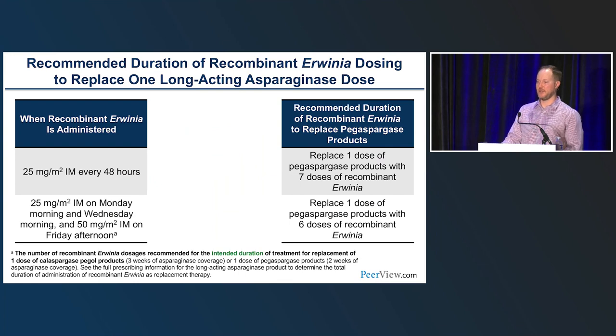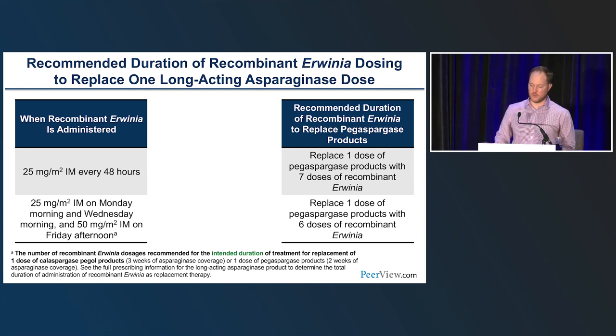And now, this is another topic that often comes up for us, and we get emails weekly about this. When you think about how many doses you need to replace a long-acting product with, this has become a bit of a hot topic because of where we're at with the long-acting products, as Rachel alluded to. There's this table in the label for recombinant Erwinia that discusses this, and it's important to point it out, but also to think about what we do in the real world and what we recommend as a treatment body. And so you have these two doses, 25 milligrams per meter squared every 48 hours, or the 25, 25, 50.